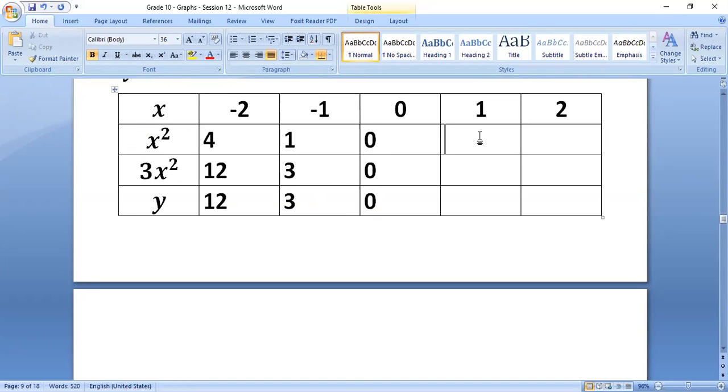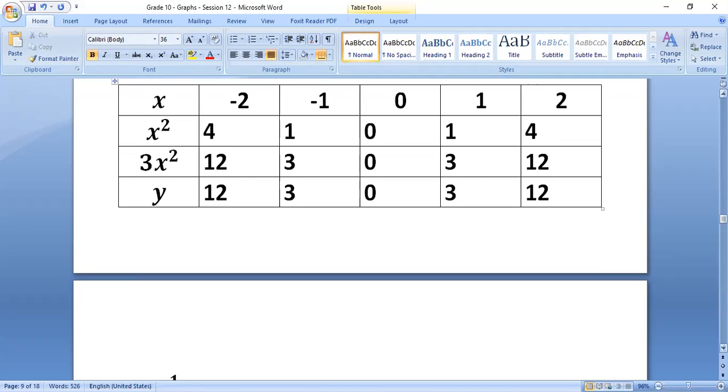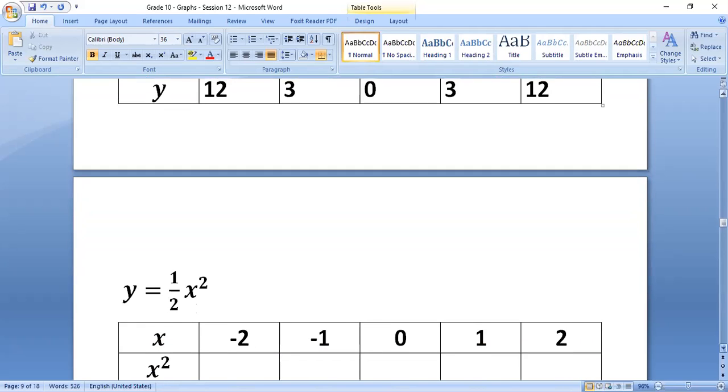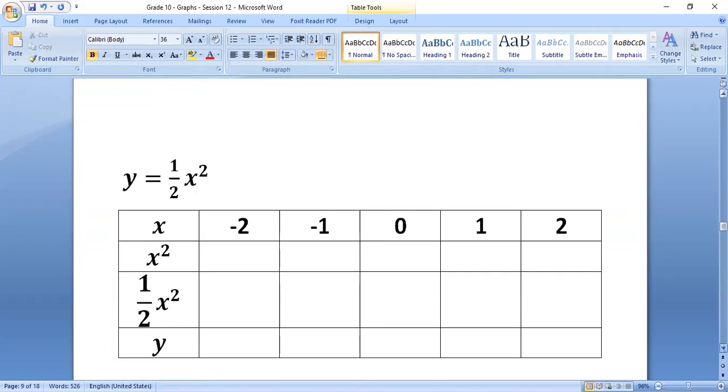X is equal to positive 1, x squared equals positive 1, 3x squared equals positive 3, and y is equal to 3. X equals 2, x squared equals 4, 3x squared equals 12, and y is equal to 12. Now you can take the coordinate pairs (-2, 12), (-1, 3), (0, 0), (1, 3), and (2, 12) to draw the graph of the function y equals 3x squared.